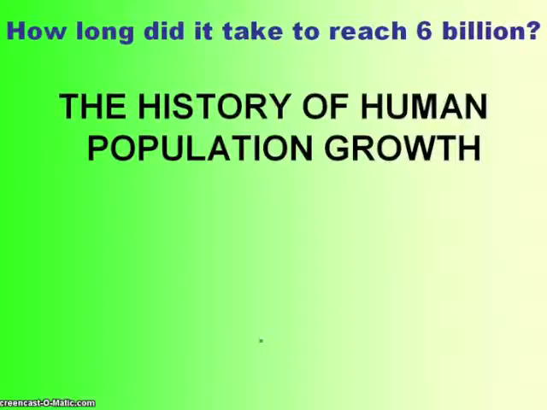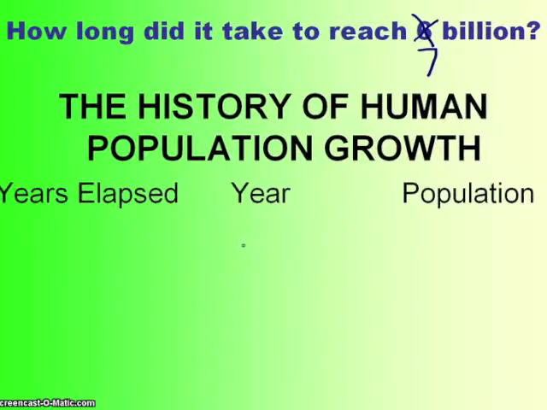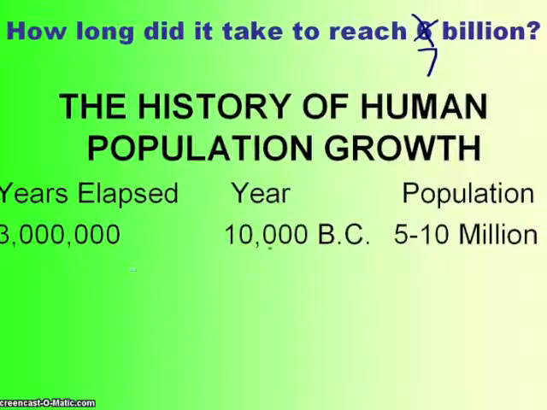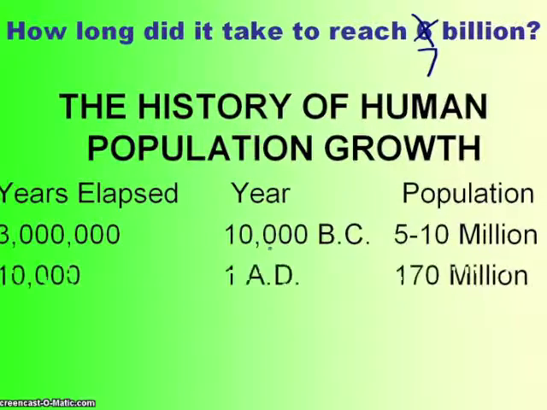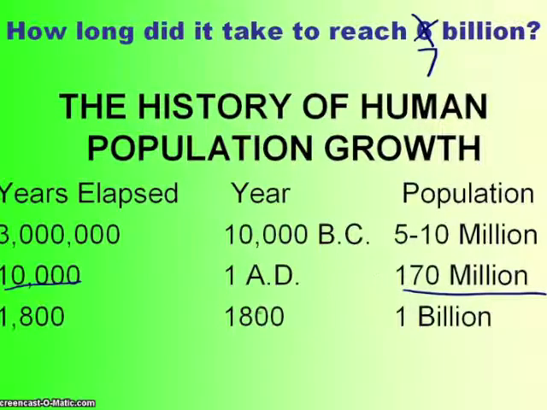So how long did it take us to reach 6 billion? And you can tell this is a little old just because we have now reached 7 billion people on our planet. Well, the history of the population growth is like this. It took us many, many years to reach 1 million, and then 5 to 10 million. And after that, it took us 10,000 years to reach 170 million people. And it wasn't until about the year 1800 that our planet actually reached 1 billion.